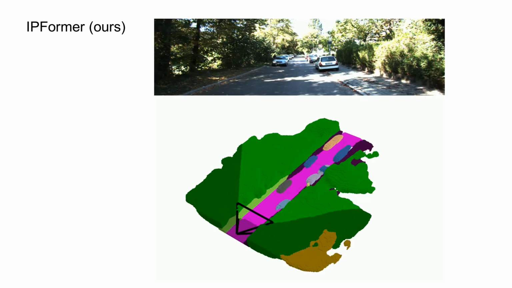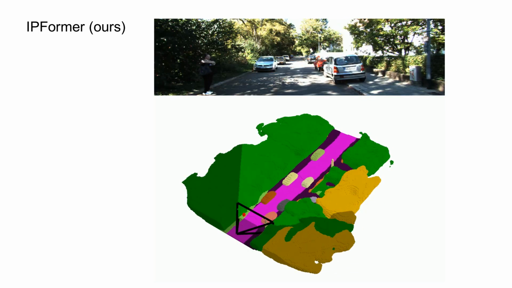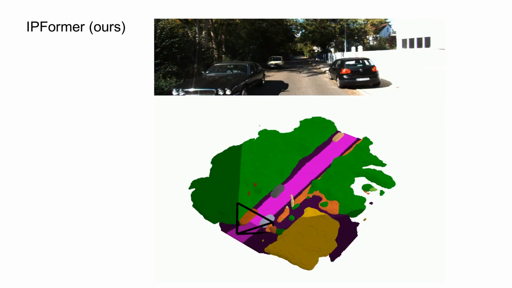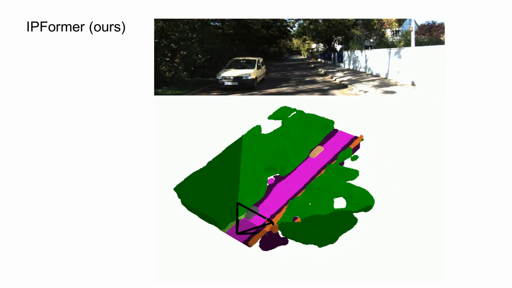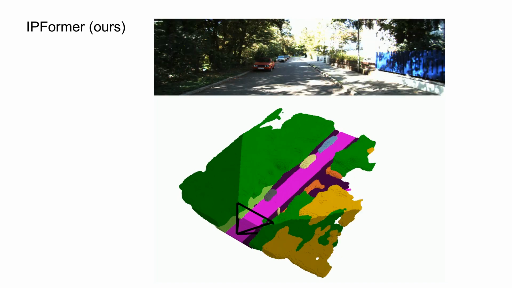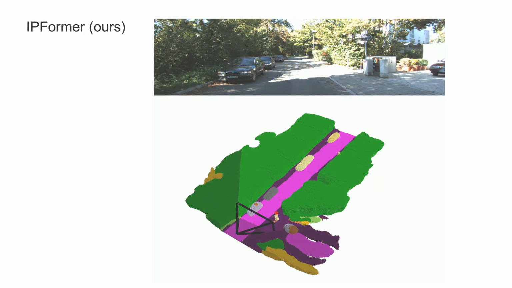In conclusion, IPFormer advances the field of 3D panoptic scene completion by leveraging context-adaptive instance proposals derived from camera images at both train and test time. Our findings serve as a promising foundation for future research in holistic scene understanding and downstream applications like autonomous navigation.